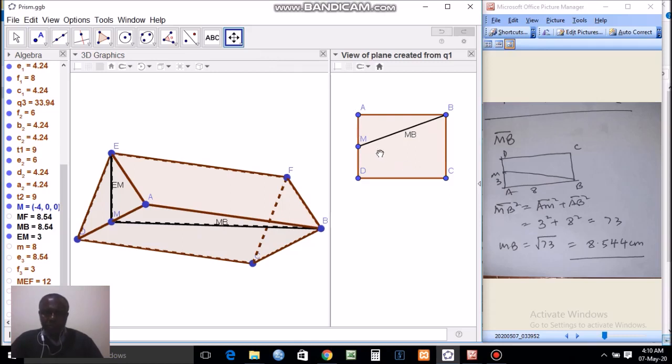So we can bring in the dimensions. So MA is 3 centimeters, and then AB is 8. So to get MB, we use triangle MAB, which is right angle at A, because ABCD is a rectangle. So MB squared equals AM squared plus AB squared, that is 3 squared plus 8 squared, which gives me 73. And so MB is square root of 73, and we end up having MB as 8.544 centimeters.